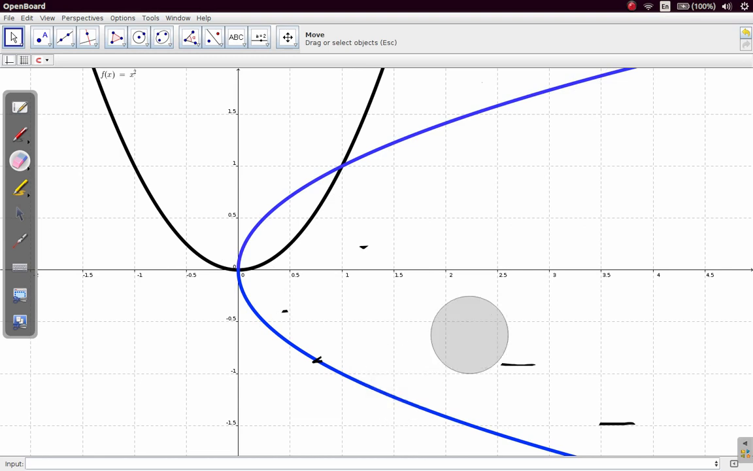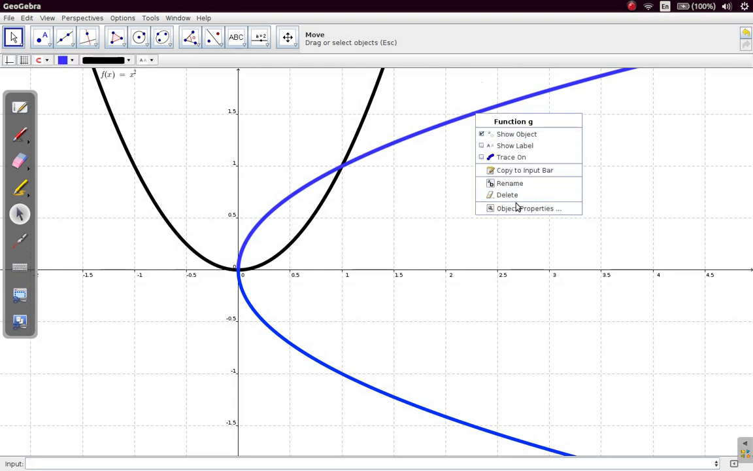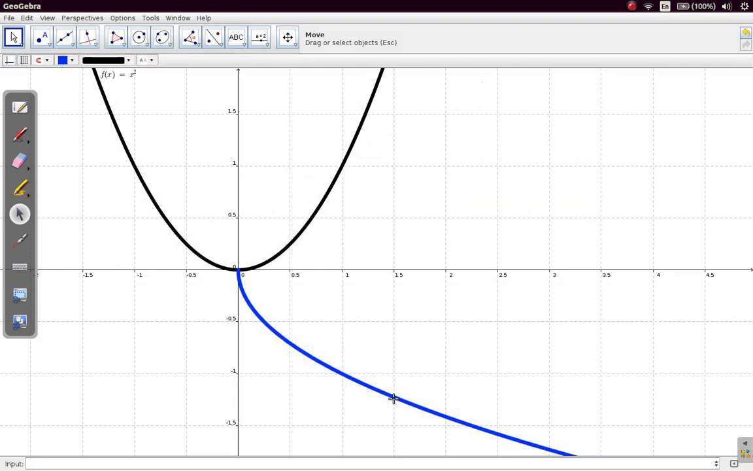Now let's see where this occurs in nature. Let's erase this graph and this graph.